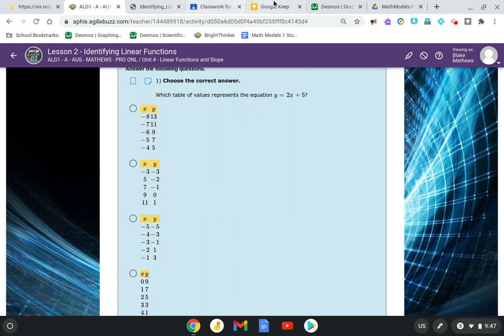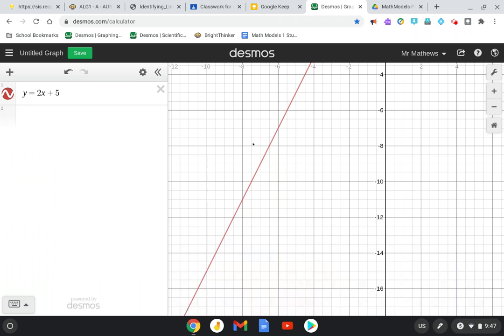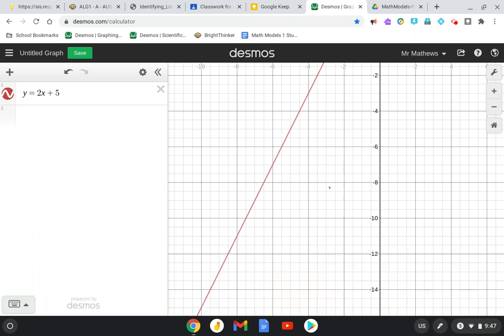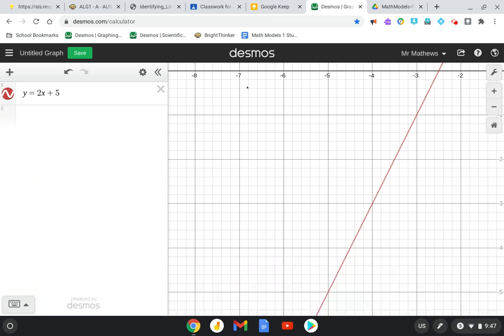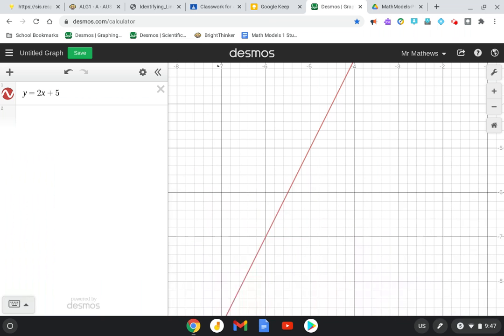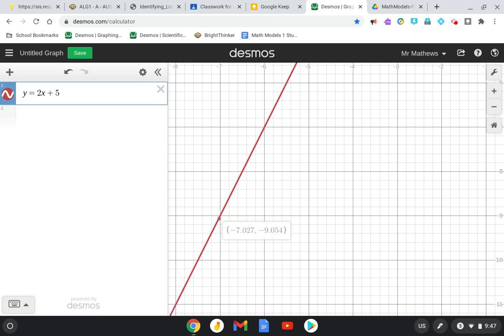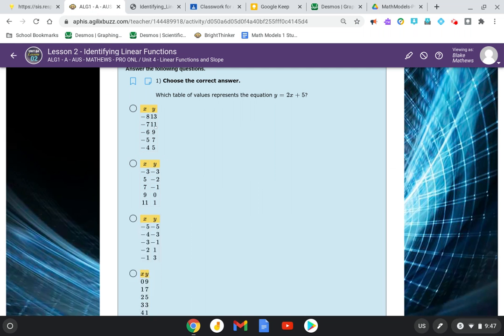But if I continue, I can go -7. Again, I look for -7 on my graph. -7 is going to be right there. -7 crosses at -9. Notice how I'm just clicking the line and dragging to find that point. -7, -9. That doesn't work. That says 11, so that can't be right. So already I know the first answer choice is not correct.